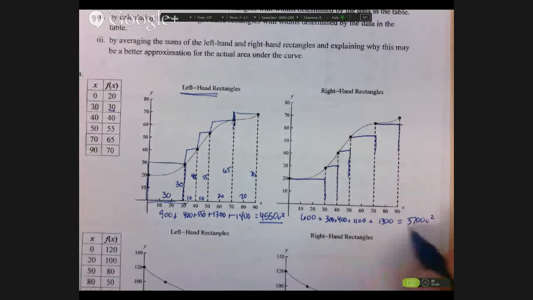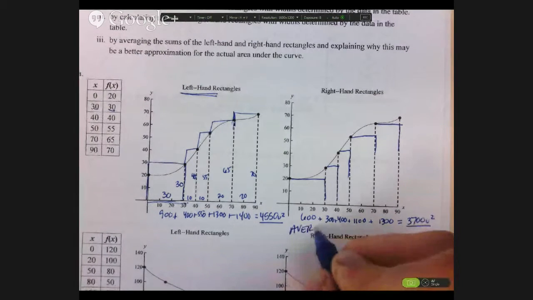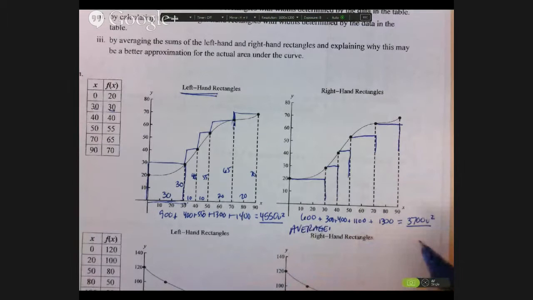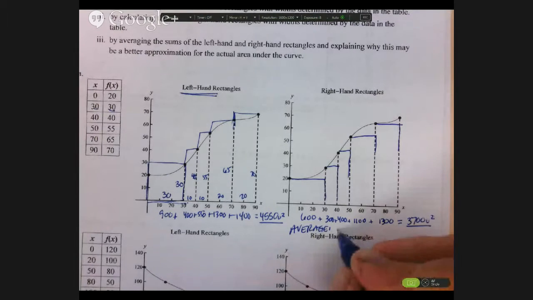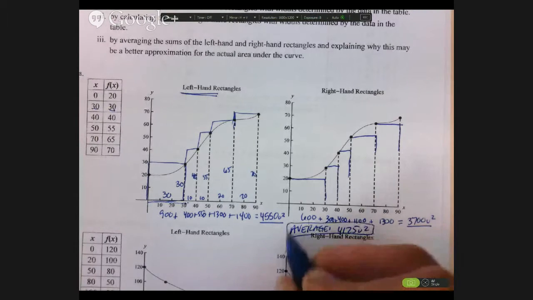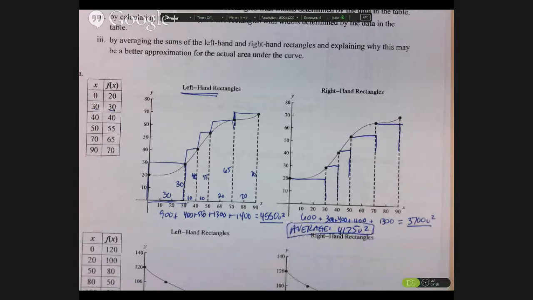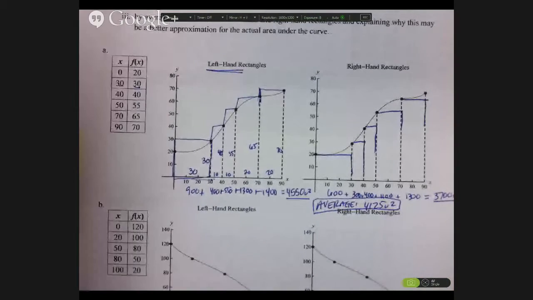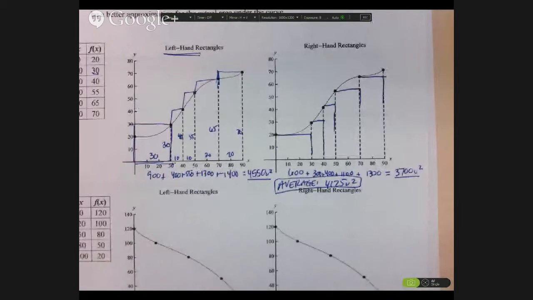So those are your 2 estimates, then we average them to get it's 4125 units squared. And that's going to be pretty close. Sometimes it's exact, but usually it's just close. Yeah, if you know calculus, you can do this in about 30 seconds, and it's an exact answer. Okay. But for the knowledge that you have, it takes a couple minutes, and it's an estimate. Okay.